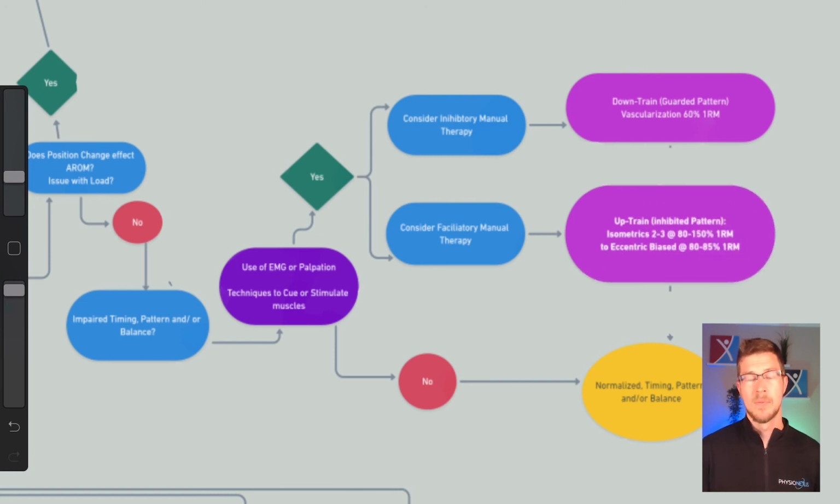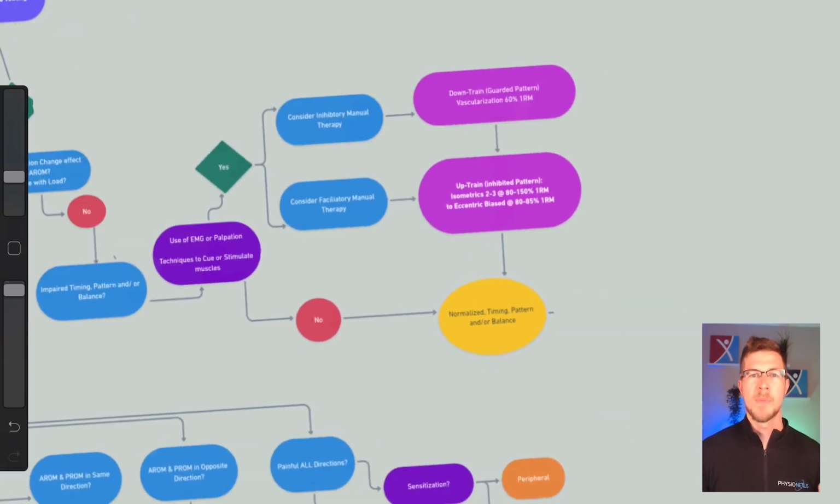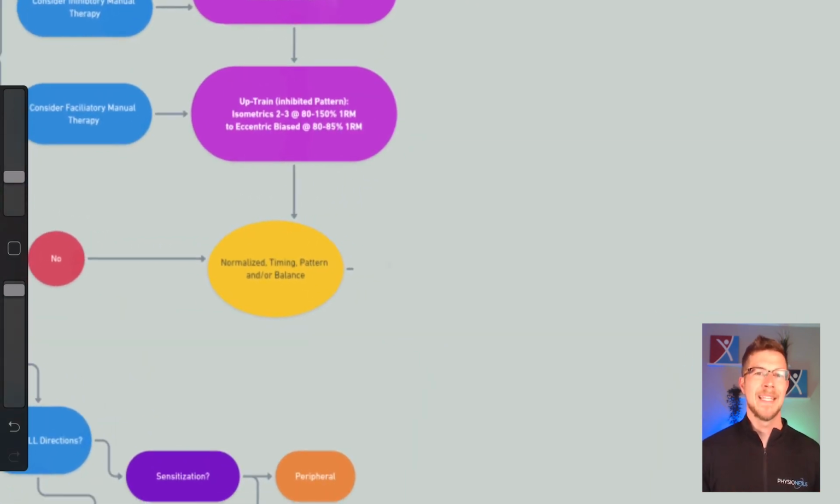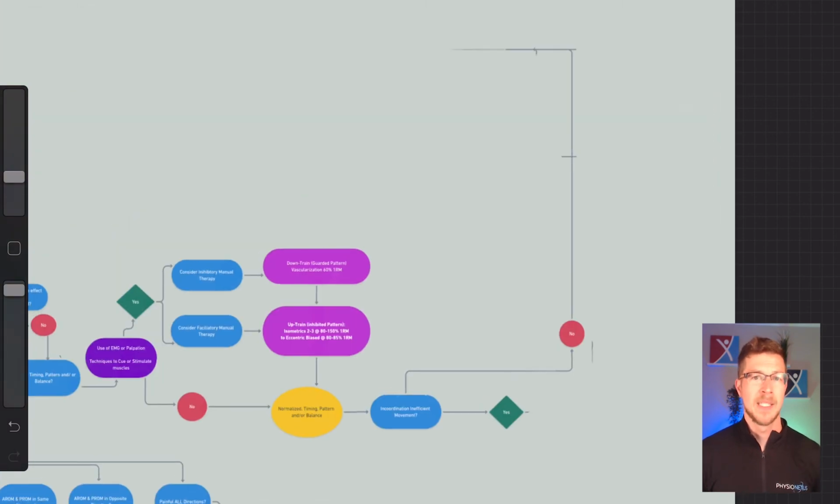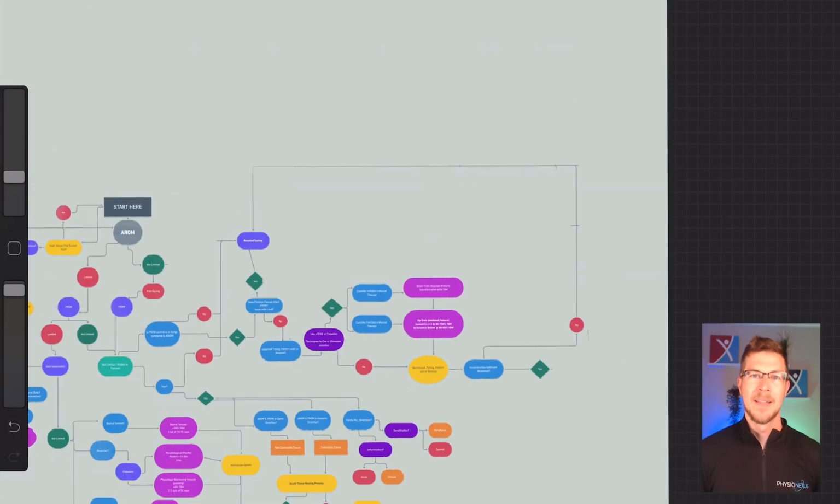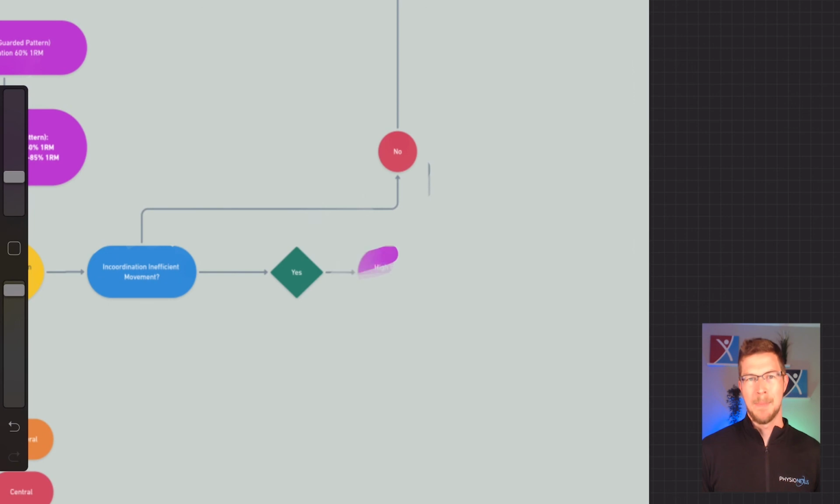Guarded can be done through vascularization, 60% of 1 rep max, and up-training can be done through either isometrics, 2 to 3 sets at 80 to 150% 1 rep max, or eccentrics, 80 to 85% 1 rep max. Once we have the muscles independently doing what we need them to do, then we can determine if the full movement is incoordinated or inefficient. If no, then we're going to move all the way up to resisted testing, but if yes, then we probably want to try and coordinate that pattern.